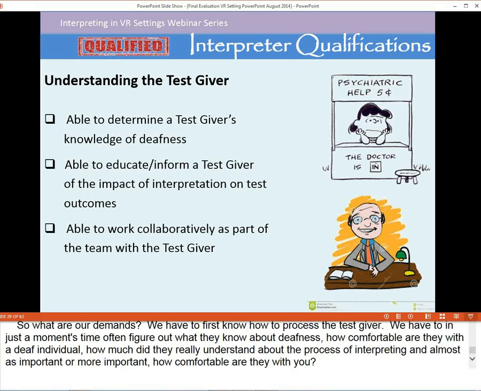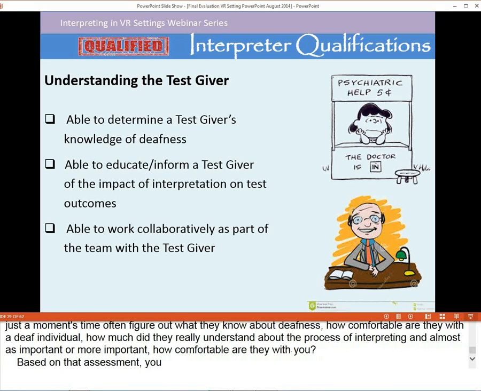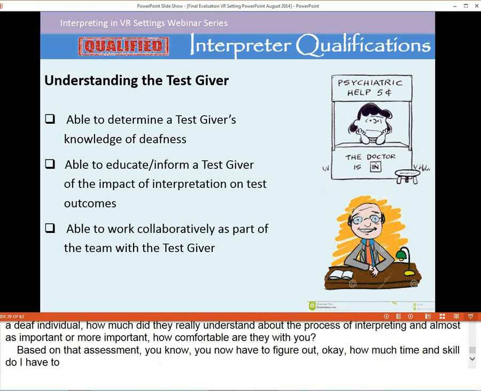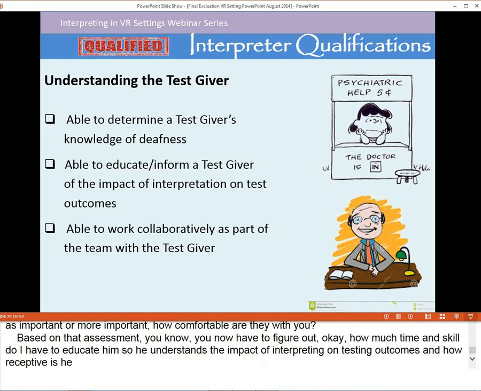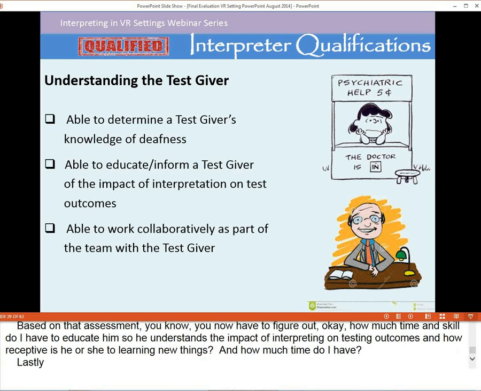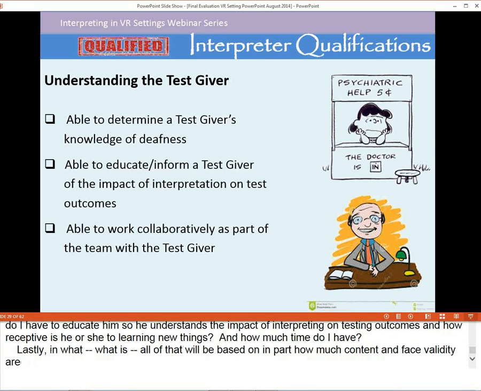Then based on that assessment, you now have to figure out how much time and skill you have to educate and inform them, so they understand the impact of interpreting on testing outcomes, and how receptive he or she is to learning new things, and how much time you have. And lastly, all of that will be based in part on how much content and face validity they are assigning to you. Or in other words, how much do they believe in you?